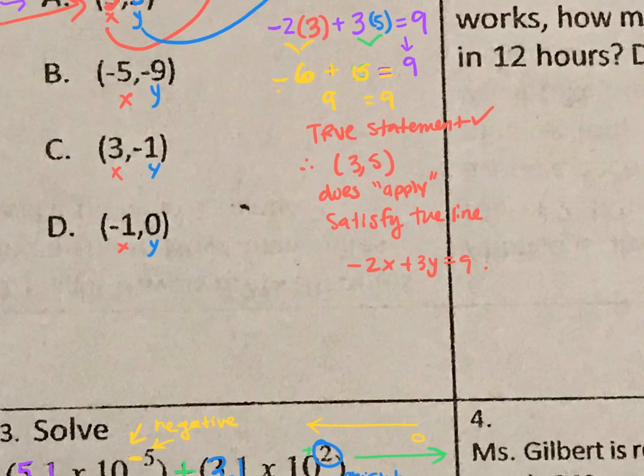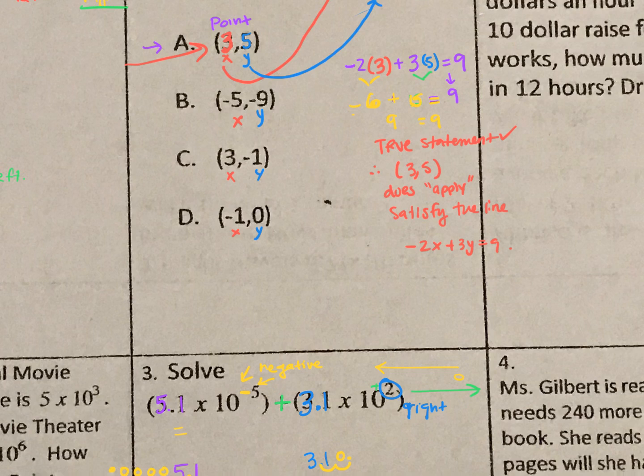Okay, so here we go again. Starting over, but I'm going to do this point now. Negative 2 times x plus 3 times your y should equal 9. Now what is x? Negative 5. And what is y? Negative 9. Okay, so now be careful, product laws. What's a negative times a negative? Positive. 2 times 5 is 10.